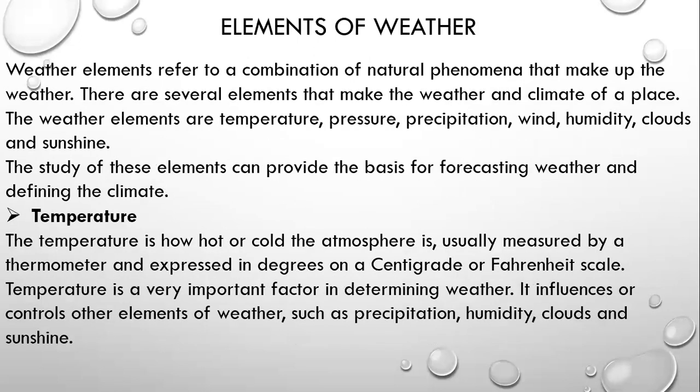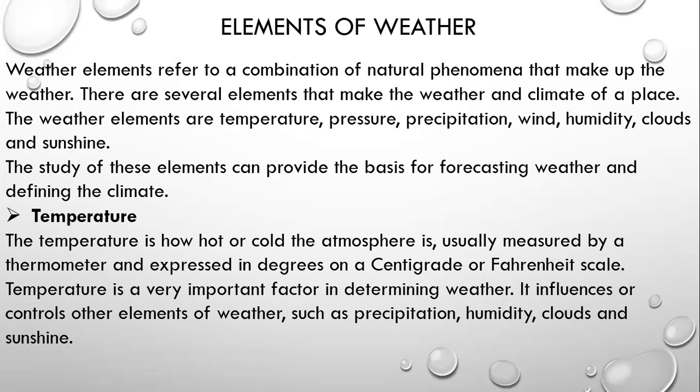Let's see the elements of weather. Now, what do we mean when we talk about the elements of weather? This refers to the combination of natural phenomena that make up the weather. There are several elements that make up the weather and the climate of a place. The weather elements are temperature, pressure, precipitation, wind, humidity, clouds, and sunshine. The study of these elements is what provides the basis for forecasting weather and the definition of the climate.